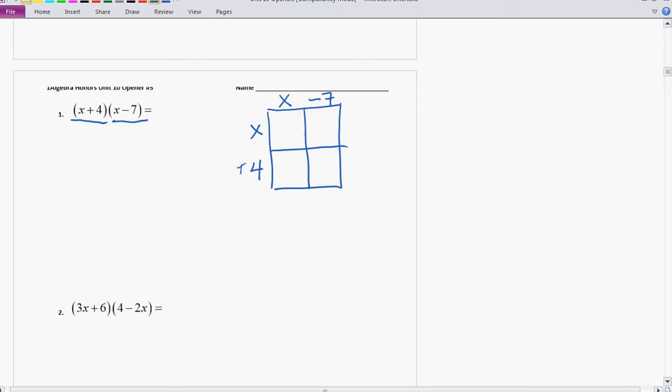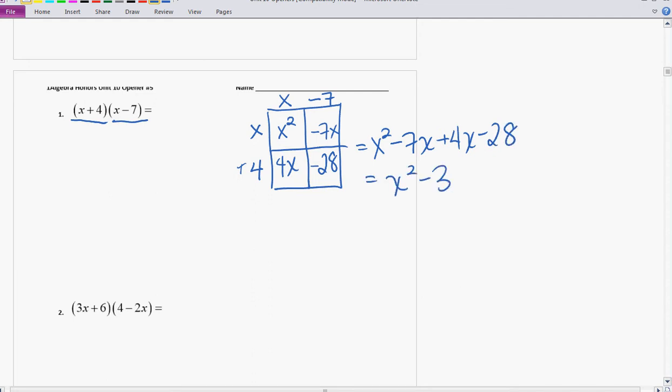So let's find the area of each of the component rectangles. This is x squared. It's -7 times x is minus 7x. X times 4, positive 4x. 4 times -7, -28. So if I asked you what the area of this rectangle was, you should tell me it was x squared minus 7x plus 4x minus 28, which could be simplified to x squared minus 3x minus 28.